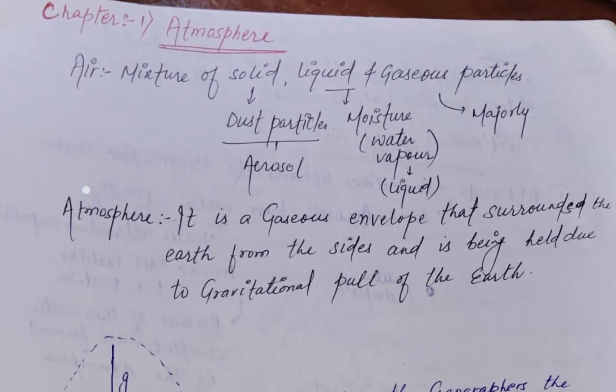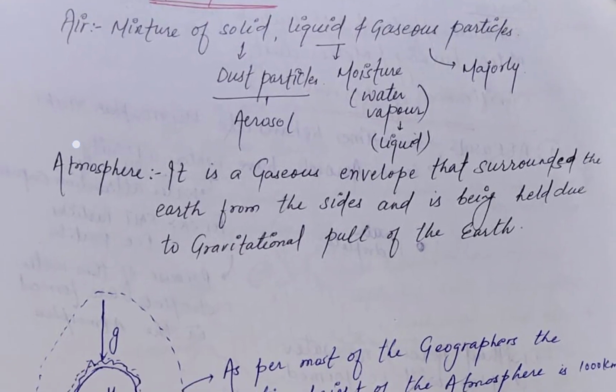And what is atmosphere? It is simply a gaseous envelope that surrounds the Earth from the sides and is held due to the gravitational pull of the Earth. Atmosphere simply means our Earth is surrounded by different gases from every side, and all this gaseous envelope is held by the gravitational pull of Earth.